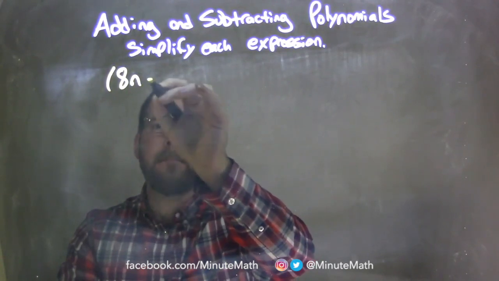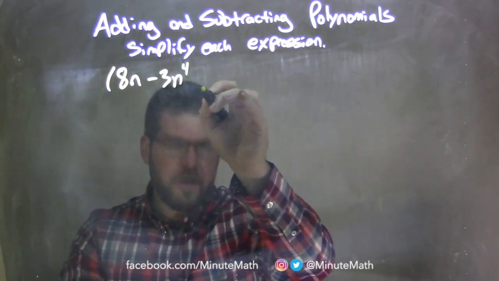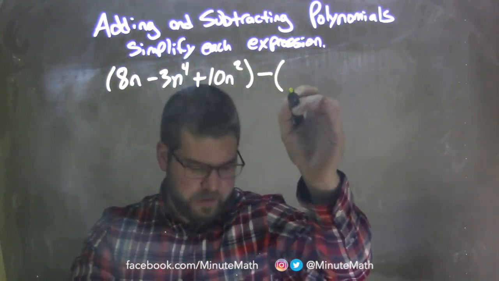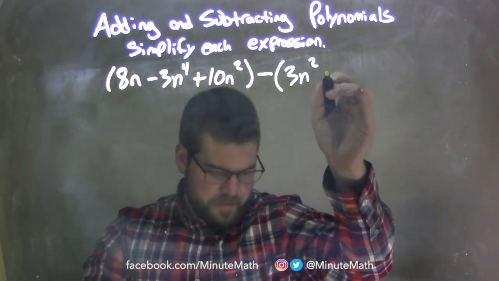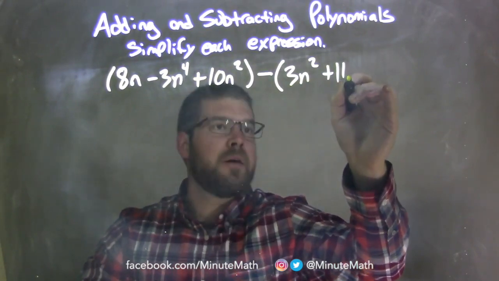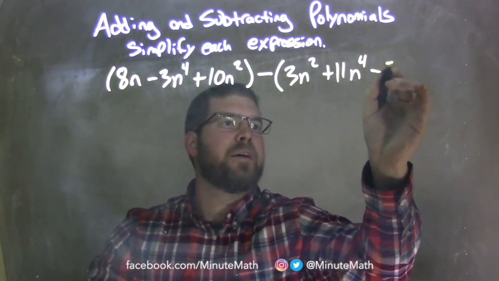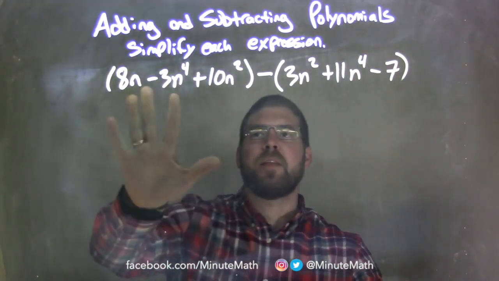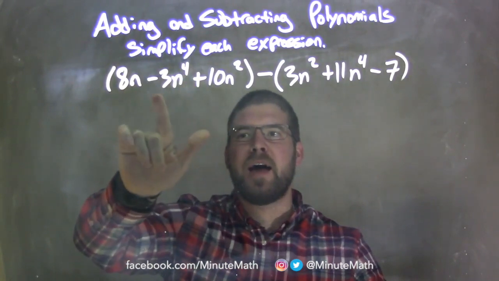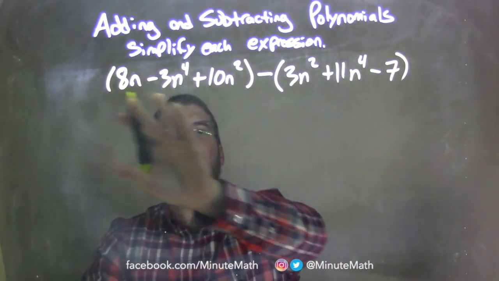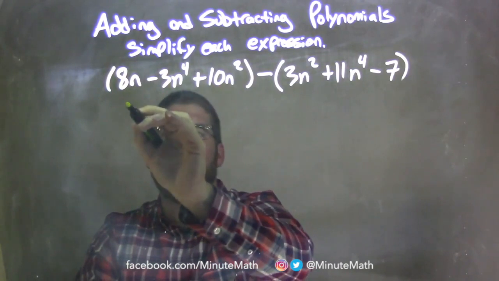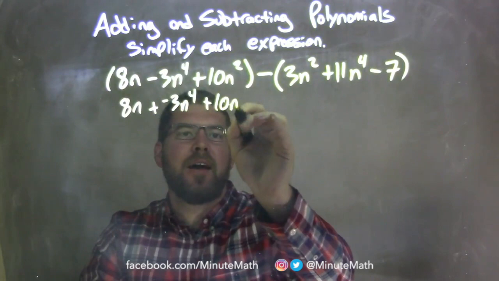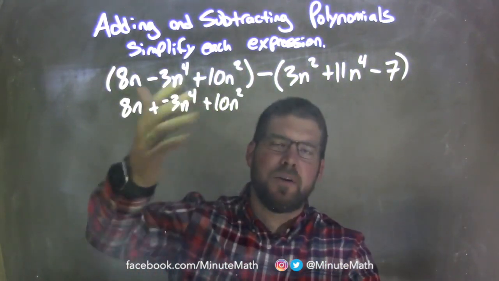8n minus 3n to the fourth plus 10n squared, parentheses, minus parentheses, 3n squared plus 11n to the fourth minus 7. Okay? So, what I'm going to do first here is make this parenthesis here, that subtraction, adding a negative. And now there's nothing to simplify over there, so I can rewrite it without the parentheses: 8n plus a negative 3n to the fourth plus 10n squared. And if you watch my videos, I prefer adding a negative.